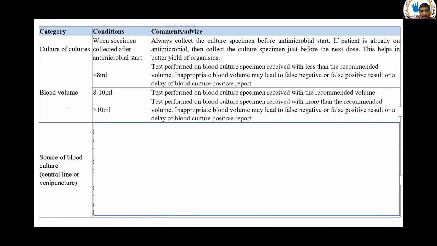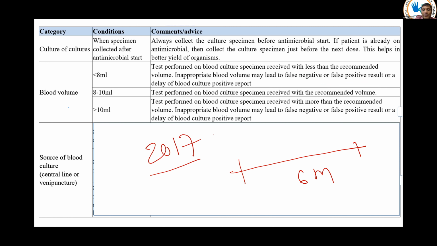We started mentioning the blood volume in 2017, and we have done an analysis also. We have published a paper on this. Over a period of 6 months, we found that the percentage of appropriate blood volume, 8 to 10 ml, increased from nearly 35% to roughly around 56 or 58%. So it was not a very big jump, because our clinicians are a little resistant to advice. But however, we could achieve a statistically significant improvement in the appropriateness of the blood volume collected.